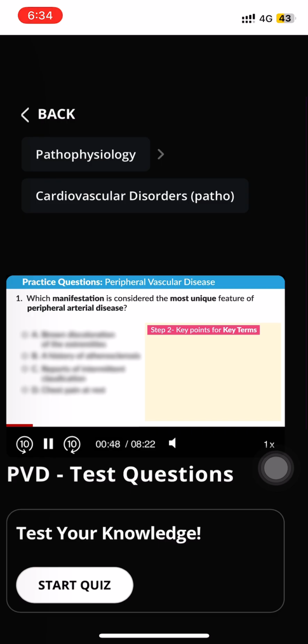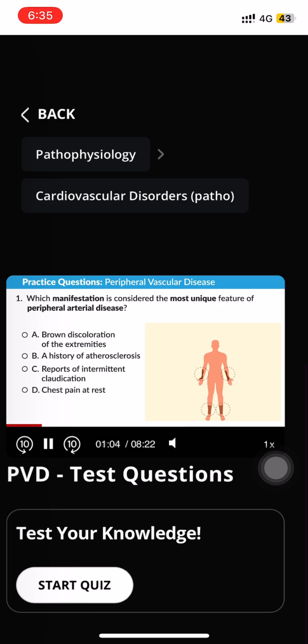So remember, with PAD, the most unique feature is intermittent claudication, which is intermittent calf pain. So just look at the A's to help you remember this. So option A, brown discoloration of the extremities. No, this is more for PVD with that fluid staying in the legs. Option B is incorrect, a history of atherosclerosis.